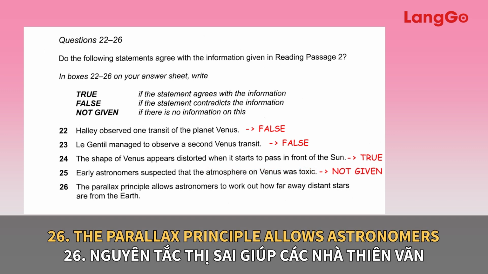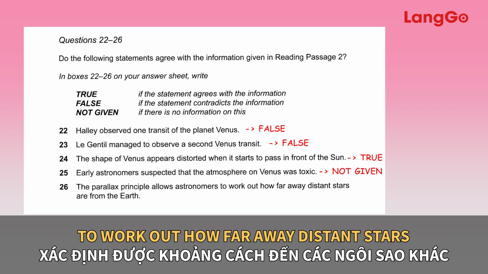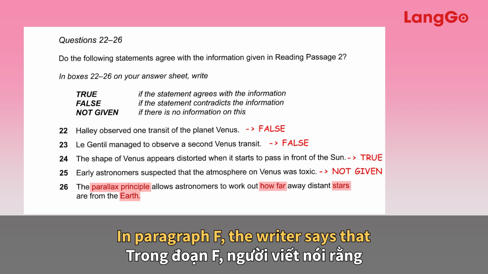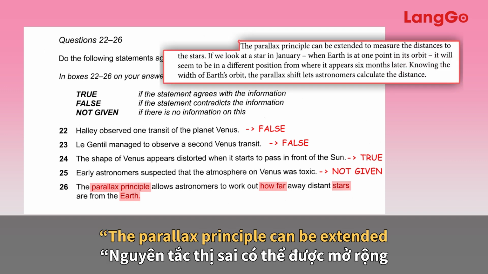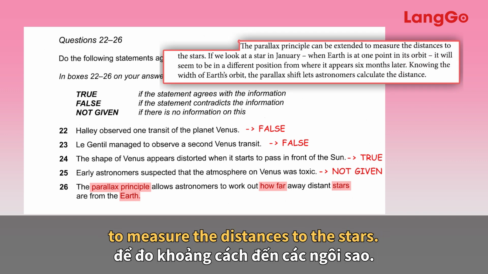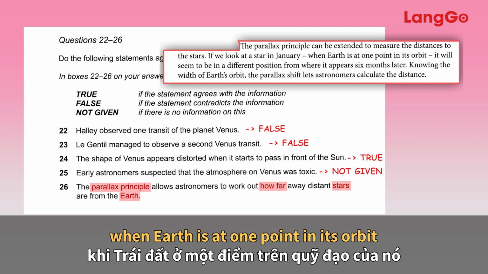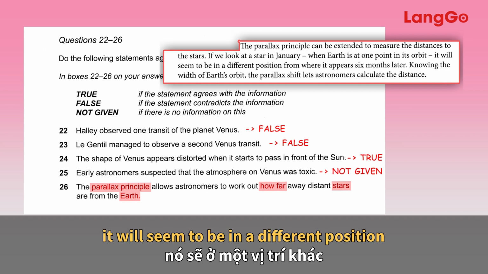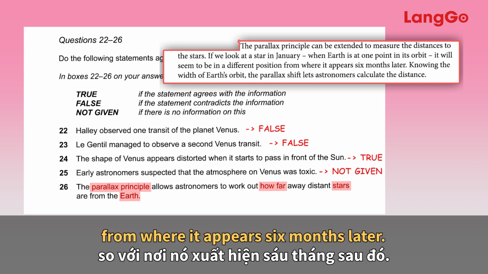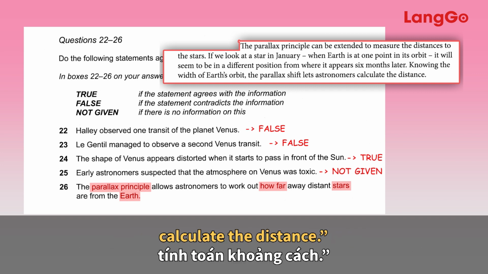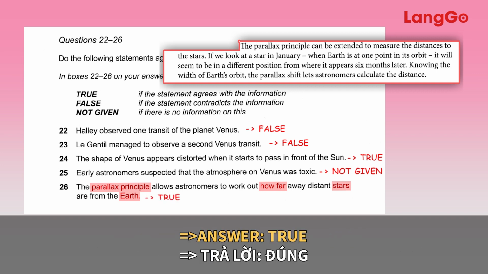Number 26. The parallax principle allows astronomers to work out how far away distant stars are from the Earth. Our keywords here are parallax principle, how far, stars, and Earth. In paragraph F, the writer says that the parallax principle can be extended to measure the distances to the stars. If we look at a star in January, when Earth is at one point in its orbit, it will seem to be in a different position from where it appears 6 months later. Knowing the width of Earth's orbit, the parallax shift lets astronomers calculate the distance. So the answer is true.